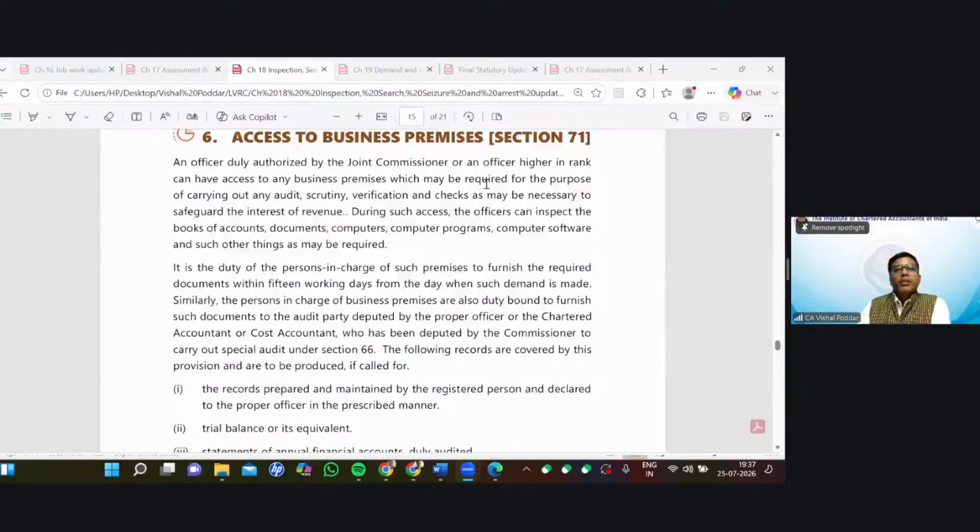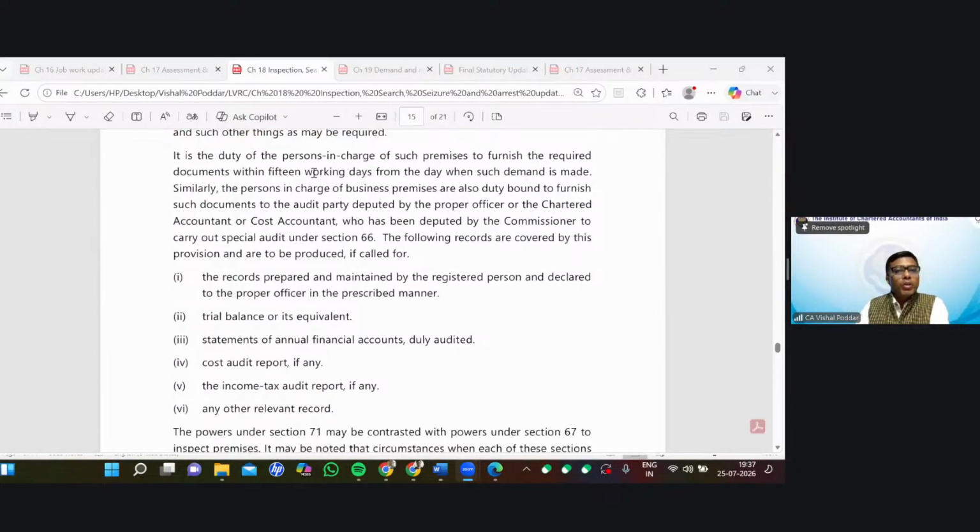Business premises, which may be required for the purpose of either carrying out audit, scrutiny, verification, and checks as may be necessary to safeguard the interests of revenue. During such access, the officer can inspect the books, documents, computer program, software, and such other things as may be required. Now, it is a duty of the person in charge of such premises to furnish the required document within 15 working days from the day when the demand was made. Similarly, the person in charge of business premises are also duty bound to furnish such document to the audit party who is deputed by the proper officer, which may be the chartered accountant, cost accountants, as we saw in section 66.